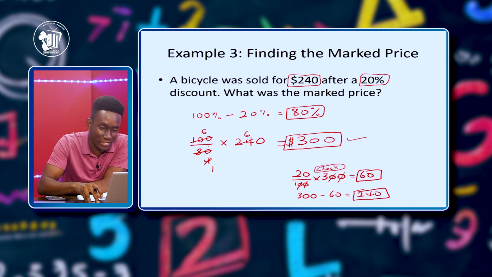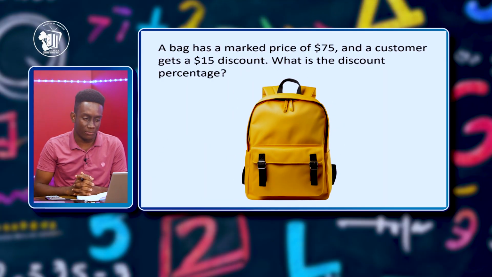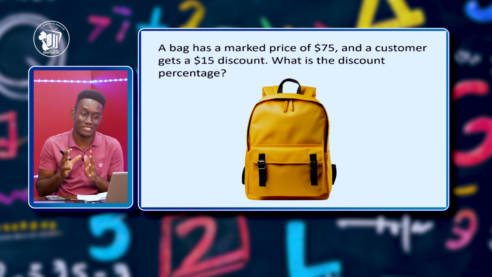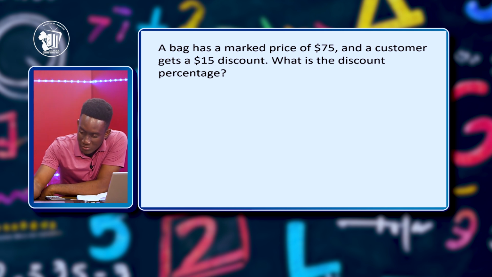So let's move on to another example. The next question says, a bag has a mark price of $75 and a customer gets a $15 discount. What is the discount percentage? We see the original cost of the bag would be $75 and they get a discount of $15. So to find the discount percentage, it's 15, which is the discount price, over 75, multiplied by 100.